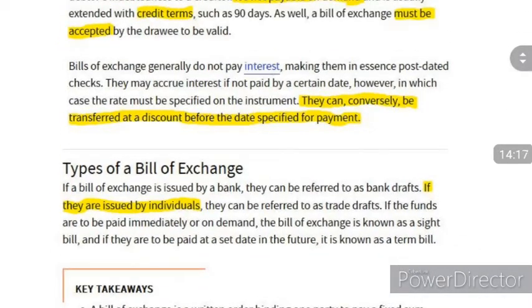They can conversely be transferred at a discount before the date specified for payment. That usually deals with particular types that are not only postdated but are being transferred on the secondary market. That's what being transferred at a discount has to do with: basically someone else selling the debt. We know this is what's going on, what they're doing.